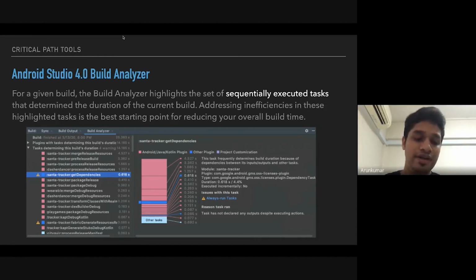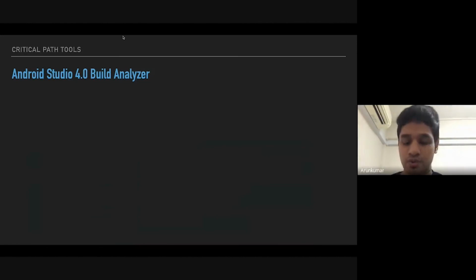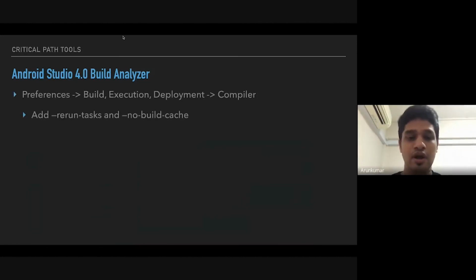And in this example, Santa Tracker is an official Google project. It is a multi-module project, and you can see module tasks from different modules being printed here. So your best bet is to start breaking down modules participating in this critical path. So we have kapt debug Kotlin, which could be broken down. So with that said, how do we actually do this?